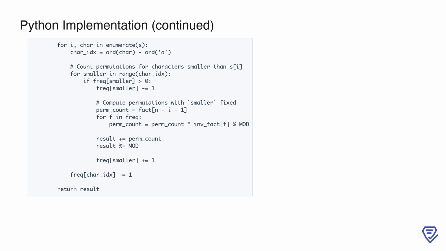After processing the smaller characters, we restore the frequency of the smaller character to its original value and proceed with the current character by reducing its frequency in the array. After completing the loop for all characters, the final result, which represents the minimum number of operations, is returned.